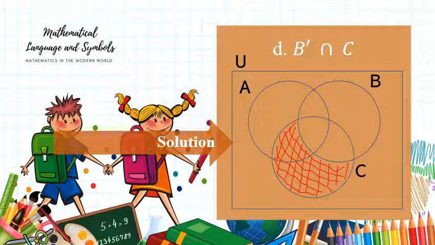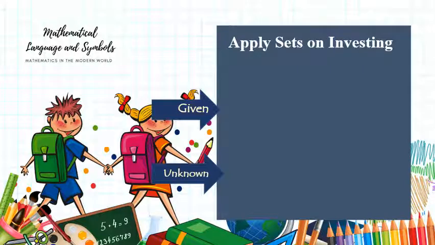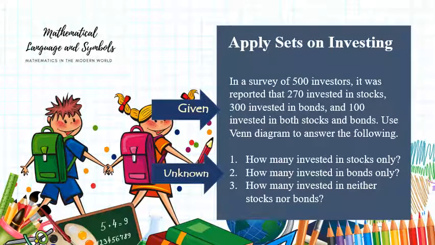Now, let's have an example about this Venn diagram. How to use this: apply sets on investing. Given, in a survey of 500 investors, it was reported that 270 invested in stocks, 300 invested in bonds, and 100 invested in both stocks and bonds. Use a Venn diagram to answer the following. Number 1, how many invested in stocks only? Number 2, how many invested in bonds only? Number 3, how many invested in neither stocks nor bonds?